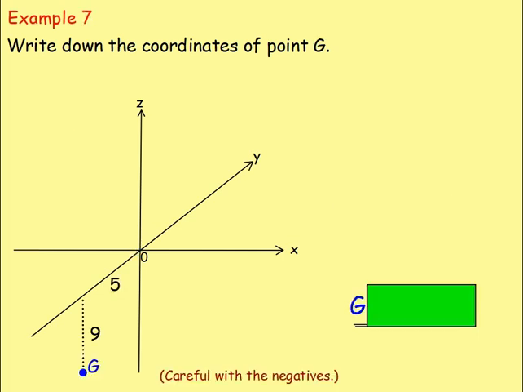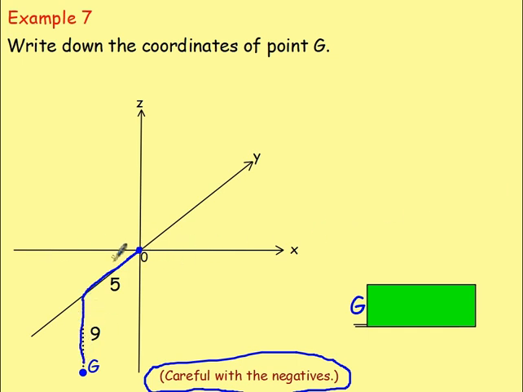Example 7, write down the coordinates of point G. Point G is down here, and as it says, be careful with the negatives. I've deliberately missed them out of these numbers, so you need to work out if the numbers are going to be positive or negative. So, from the origin, we need to get from there to this point. So, obviously, we would be coming along here and we're coming down here. That is how we get to that point.